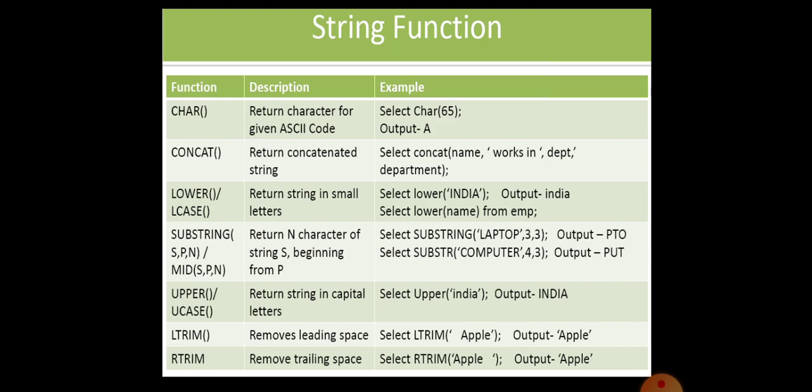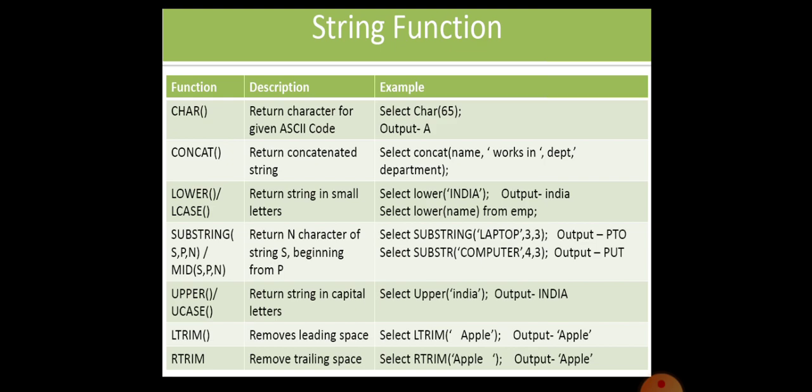So L has the positional value 1, A has 2, P has 3, T has 4, O has 5, and again P has 6. I'll repeat, L has the positional value of 1 and the last P has the positional value 6. So the compiler will take the substring from the third position, that is from P. Including that P, it takes 3 characters. So we will get the output as PTO.